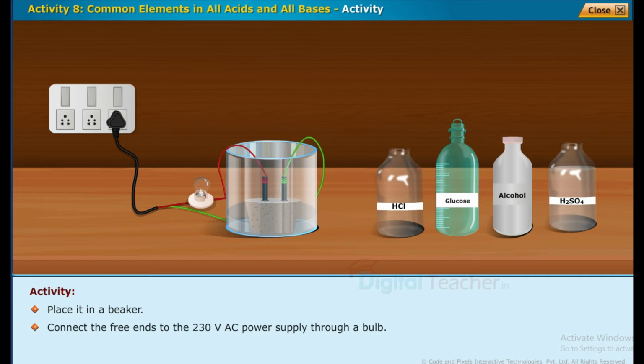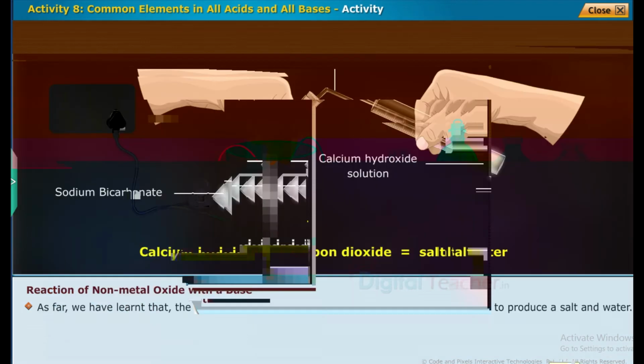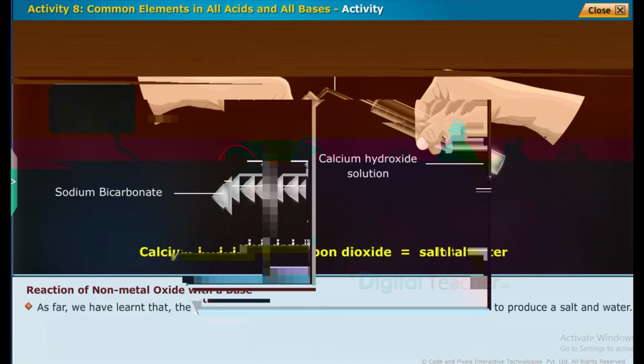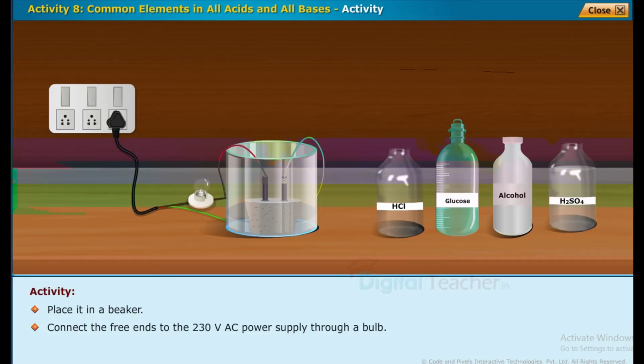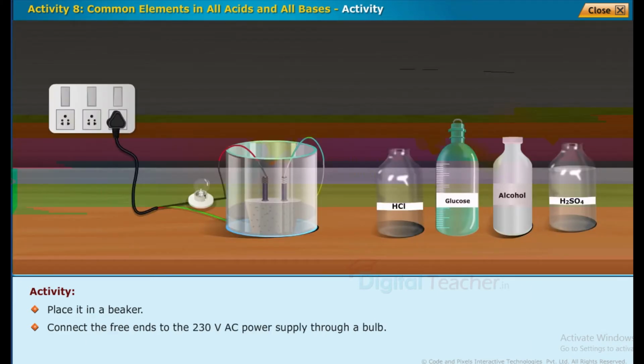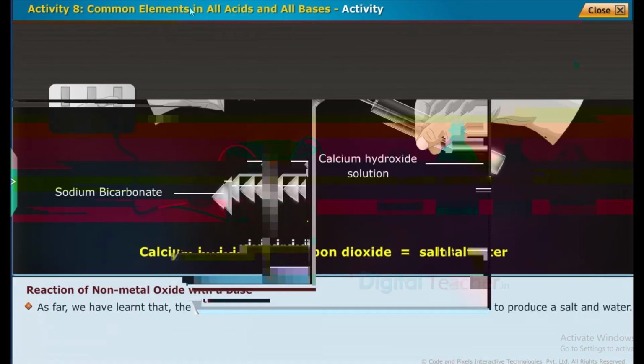Connect the free ends to the 230-volt AC power supply through a bulb. Now switch on the AC power supply. Observe the changes in the dilute solution. Repeat the same process separately with glucose, alcohol and sulfuric acid. Similarly, perform the same procedure using alkalis such as sodium hydroxide and calcium hydroxide.